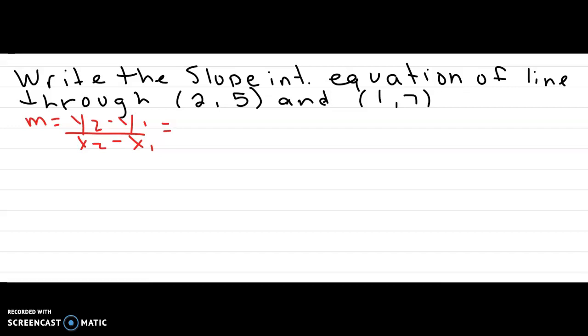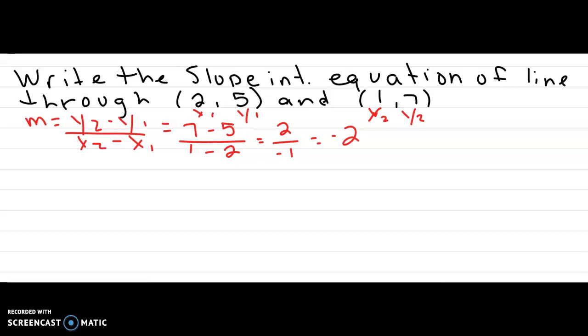So I'm going to consider this to be x1, y1, and consider this to be x2, y2. So when I put those into this equation, I'm going to get 7 minus 5 in the numerator and 1 minus 2 in the denominator. So 7 minus 5 is 2, and 1 minus 2 is negative 1. So the slope of this line is negative 2.